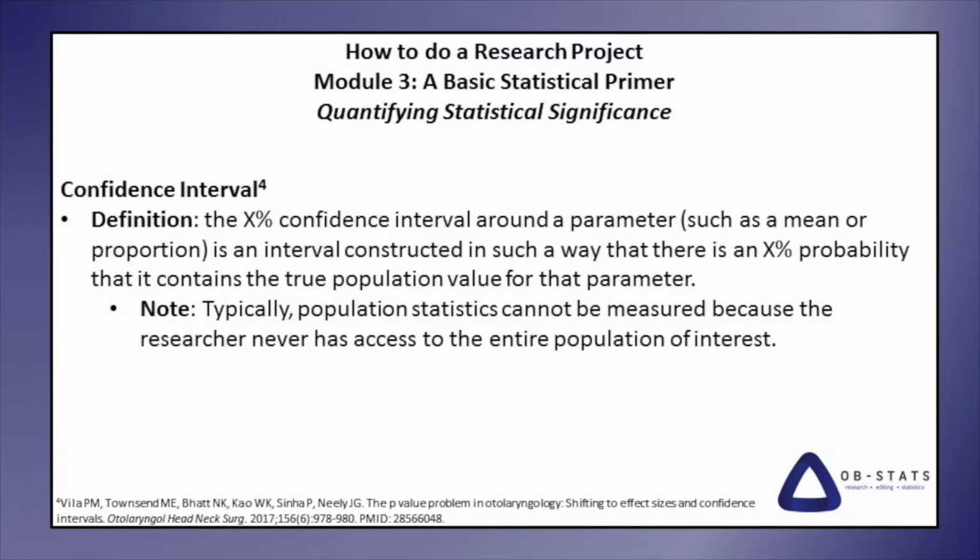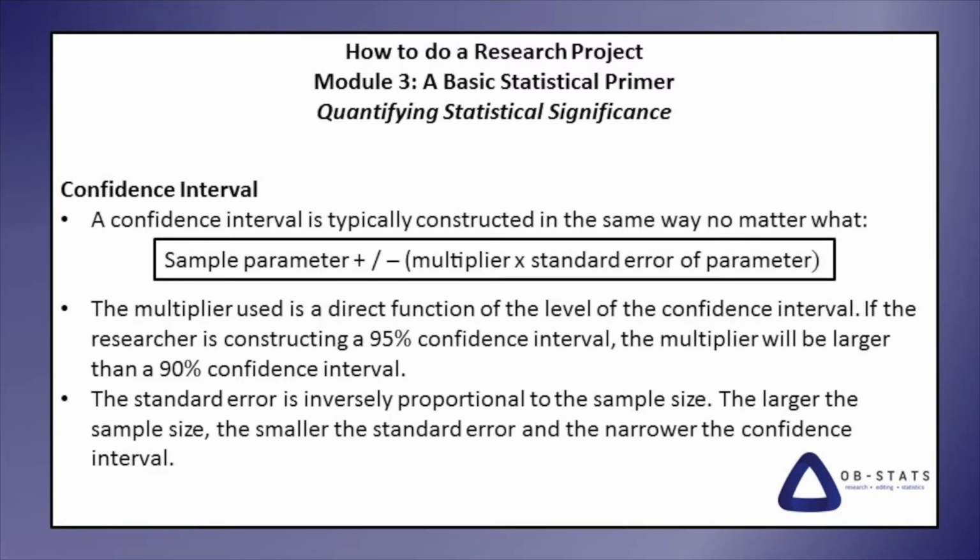The second way to quantify statistical significance is the confidence interval. The confidence interval is defined as the X% confidence interval around a parameter, such as a mean or proportion, that is an interval constructed in such a way that there is an X% probability that it contains the true population value for that parameter.